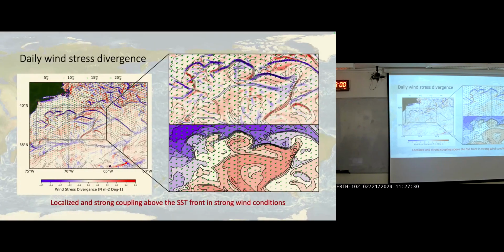However, in our case, the interaction that we see is much more localized than what we expect from previous studies. So we see some kind of a filament rather than a mesoscale feature that we usually used to think about. The numbers that we get, I'm not showing them here, but they are much higher than what we expect. And another thing that we see is that it depends also on the background wind conditions.